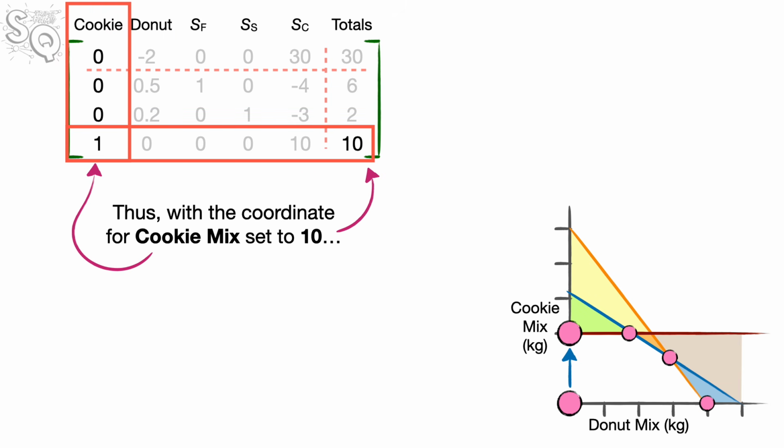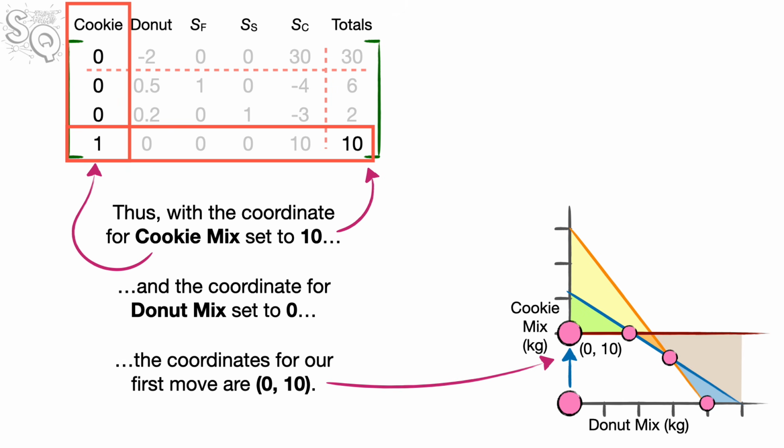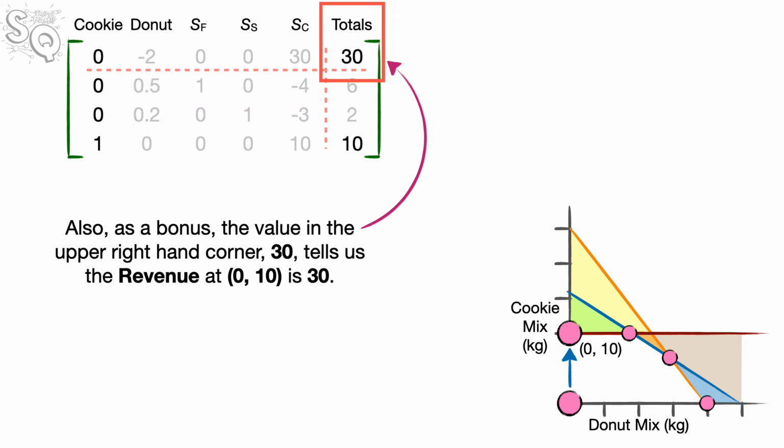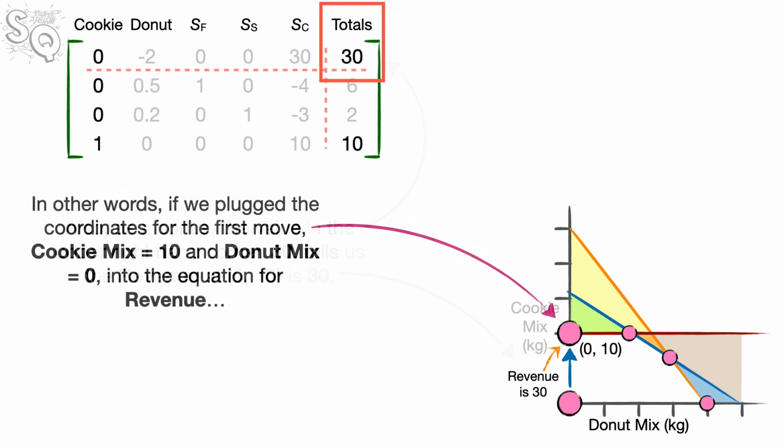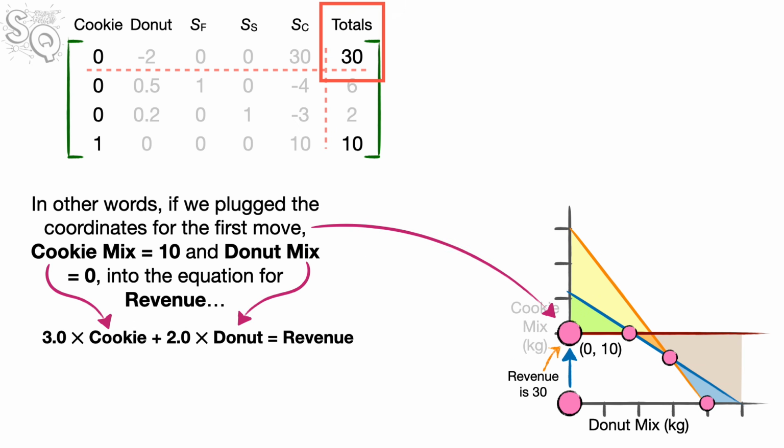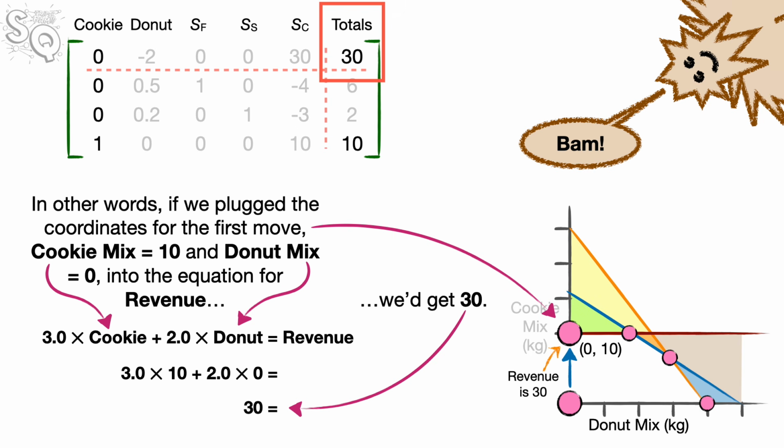Thus, with the coordinate for cookie mix set to 10, and the coordinate for donut mix set to 0, the coordinates for our first move are 0, 10. Also, as a bonus, the value in the upper right-hand corner, 30, tells us the revenue at 0, 10 is 30. In other words, if we plugged the coordinates for the first move, cookie mix equals 10 and donut mix equals 0, into the equation for revenue, we'd get 30.